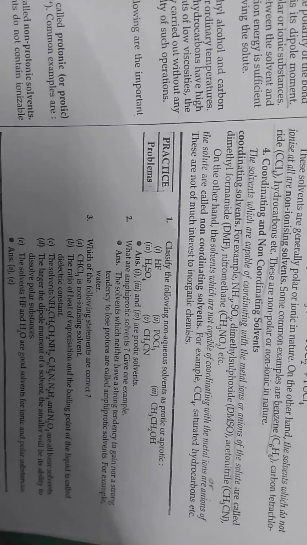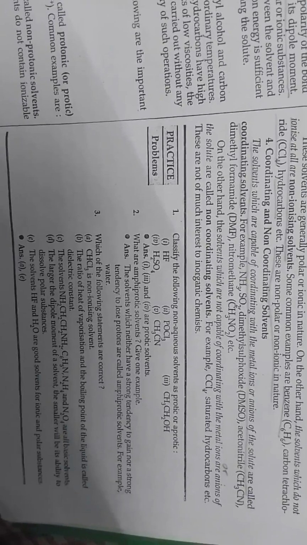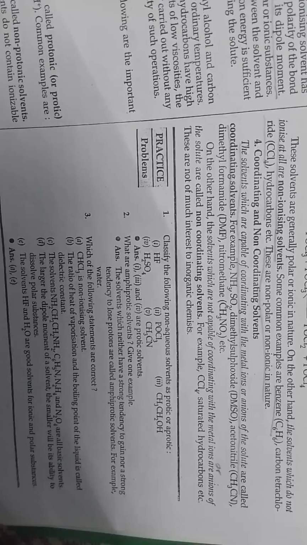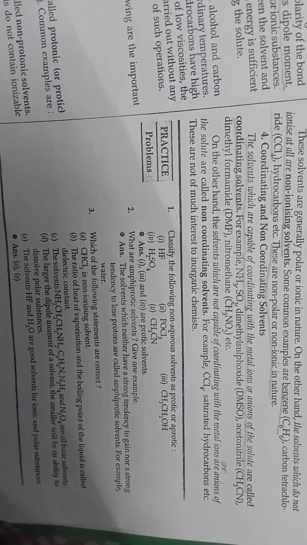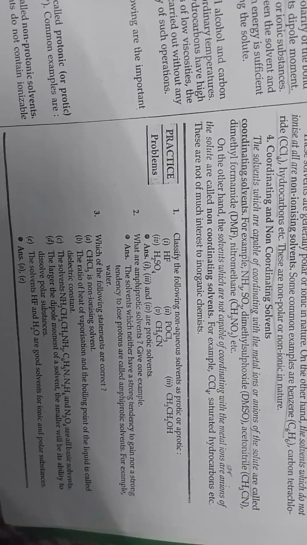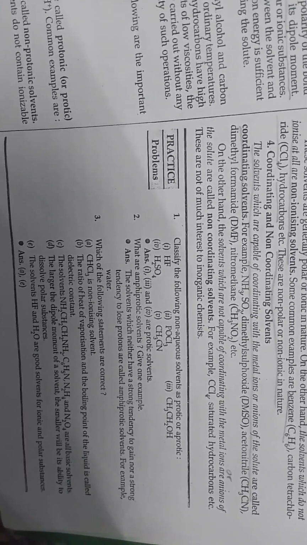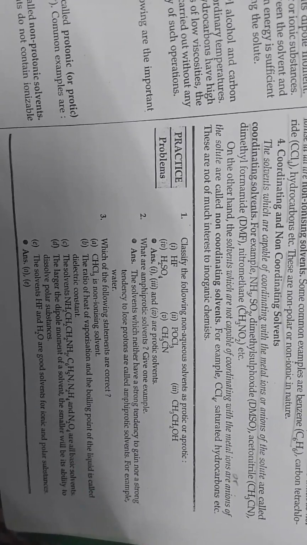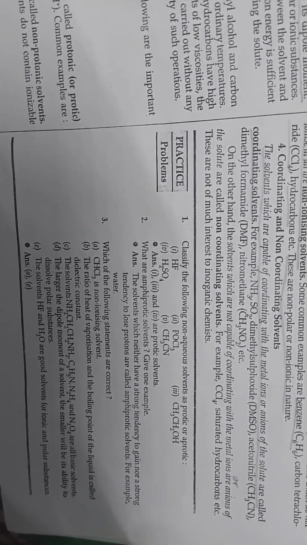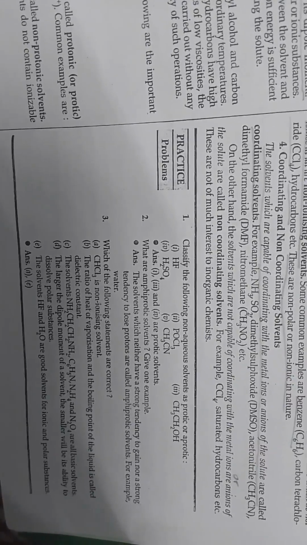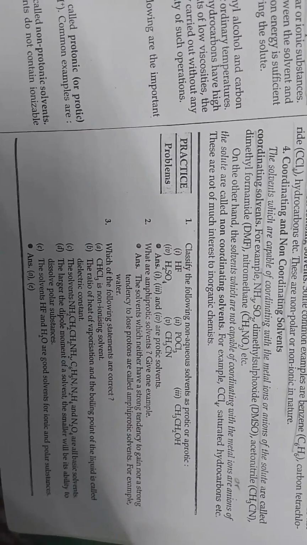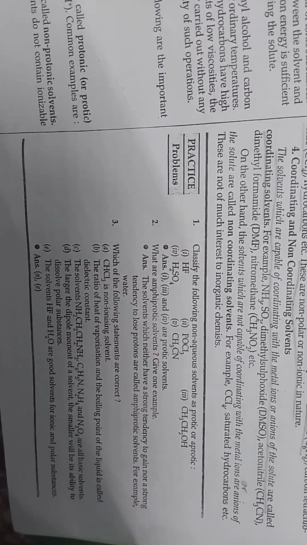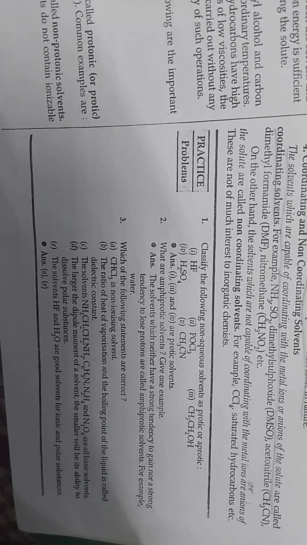Coordinating and non-coordinating solvents. The solvents which are capable of coordinating with the metal ions or anions of the solute are called coordinating solvents. For example, NH3, SO2, dimethyl sulfoxide, acetonitrile, dimethyl formamide, nitromethane, etc. On the other hand, the solvents which are not capable of coordinating with the metal ions or anions of the solute are called non-coordinating solvents. For example, CCl4, saturated hydrocarbons, etc. These are not of much interest to inorganic chemists.